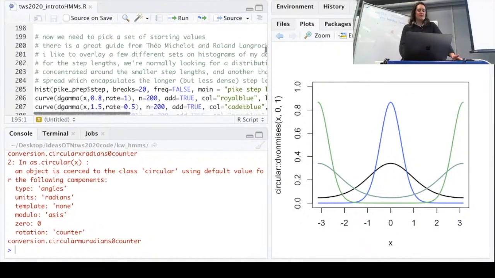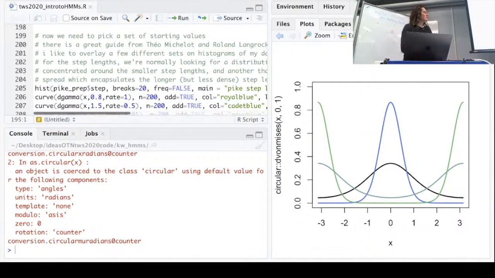So now we need to pick a set of starting values. Teo and Roland did a really good guide on how to pick starting values and how they like to pick starting values for their data sets. The way I typically do it, I just overlay a few different sets of these curves on my histograms. Just kind of roll with it and see what happens. Typically, we're going to start off just looking at 2 states.